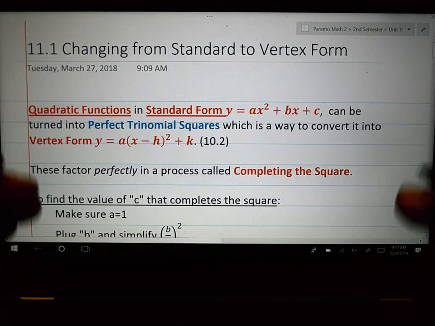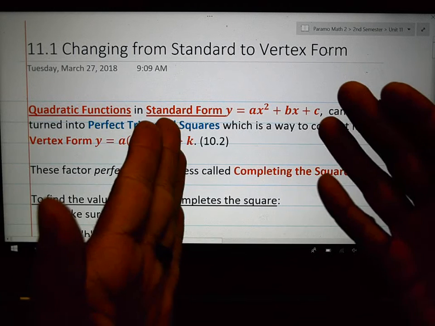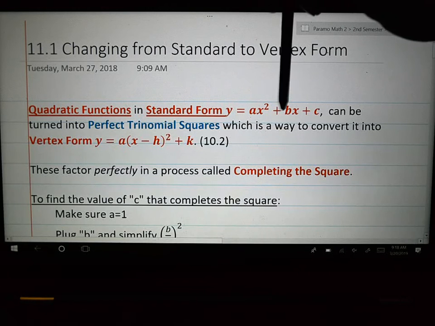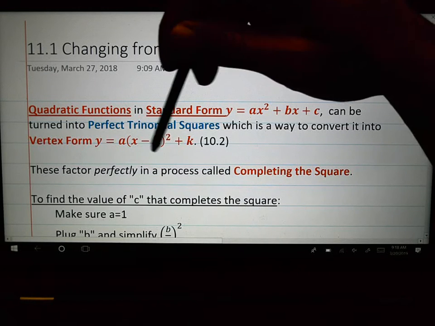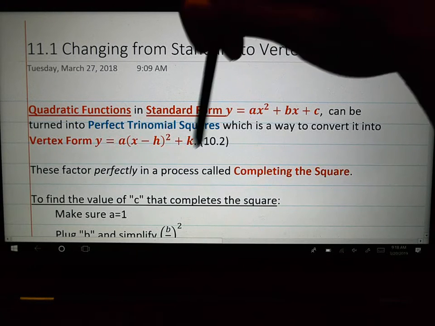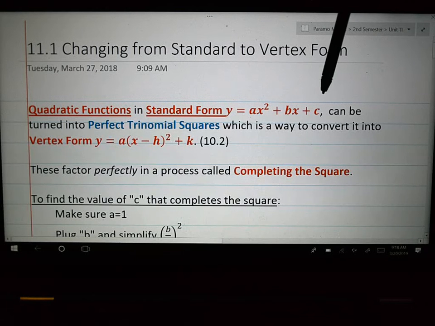11.1, we are now officially going to use the process called completing the square. And there is a connection with what we did in Unit 10 with Unit 11. In Unit 10, we talked about standard form and vertex form. We told you that these two things are equivalent to each other, that they were two ways to see the same parabola.